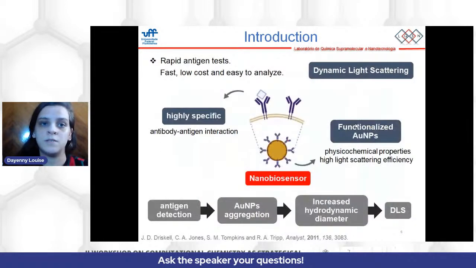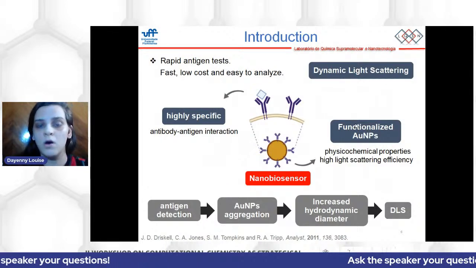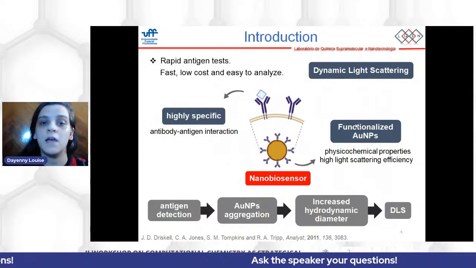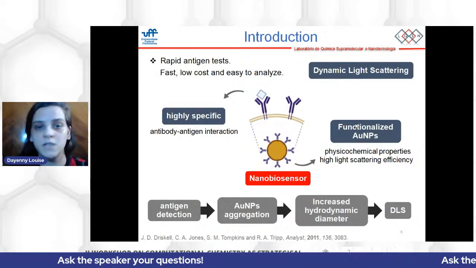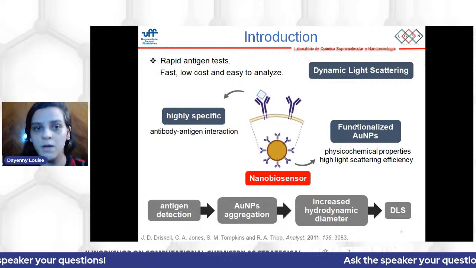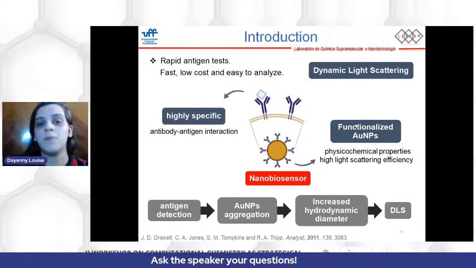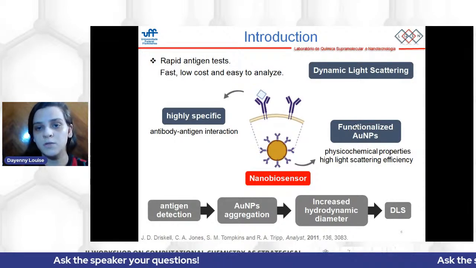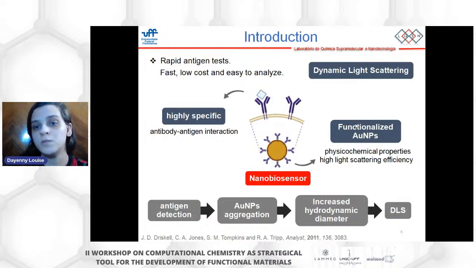An alternative to that is to use rapid antigen tests. They are fast, low cost, and easy to analyze. And one can develop this by exploring the antibody-antigen interactions that are highly specific. And one can do that by using nanobiosensors, in particular using functionalized gold nanoparticles to explore the gold nanoparticles' physical and chemical properties, such as their high light scattering efficiency.